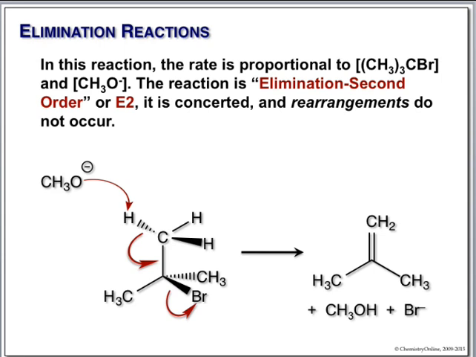That means the kinetics here are going to be second order again. The rate's going to depend upon methoxide concentration, and it's going to depend upon the concentration of the tertiary halide. This is an elimination reaction, so we're going to call it an E2. Elimination, second order.